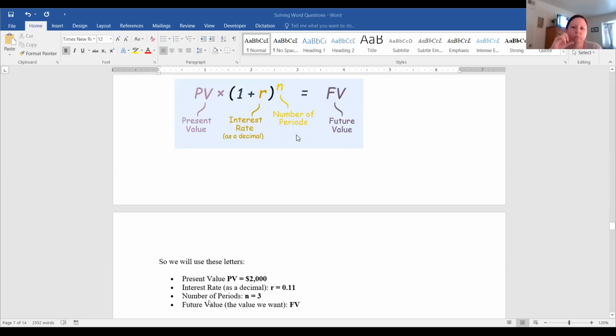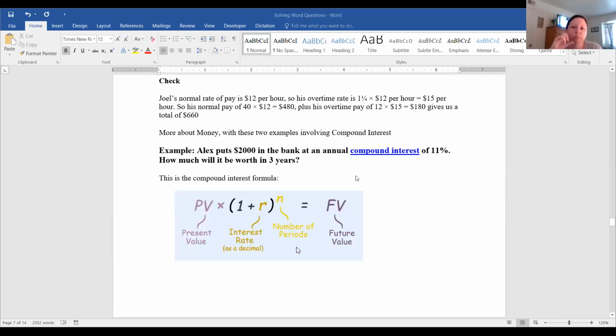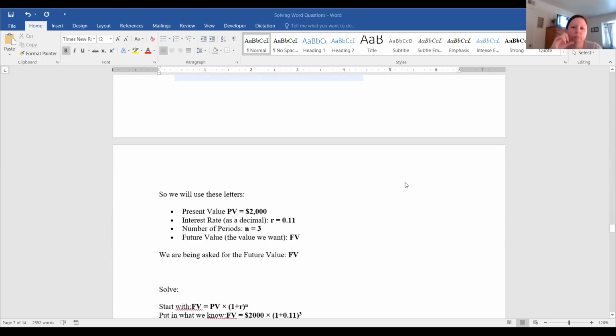So our present value is $2,000. The interest rate as a decimal is 0.11. The number of periods, the number of years, is 3. The answer we're looking for, how much will it be worth in 3 years, is the future value. If we had asked how much interest will have been earned in 3 years, that would be a different question, but we're just asking how much that $2,000 has become worth.